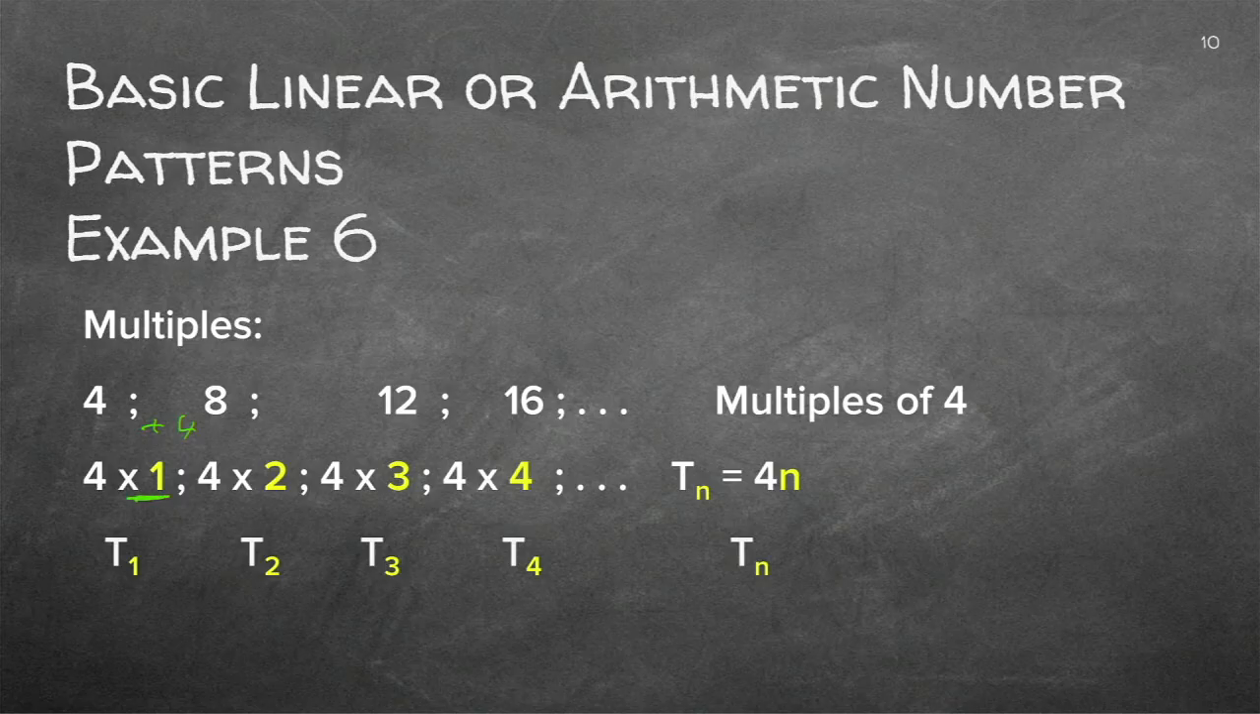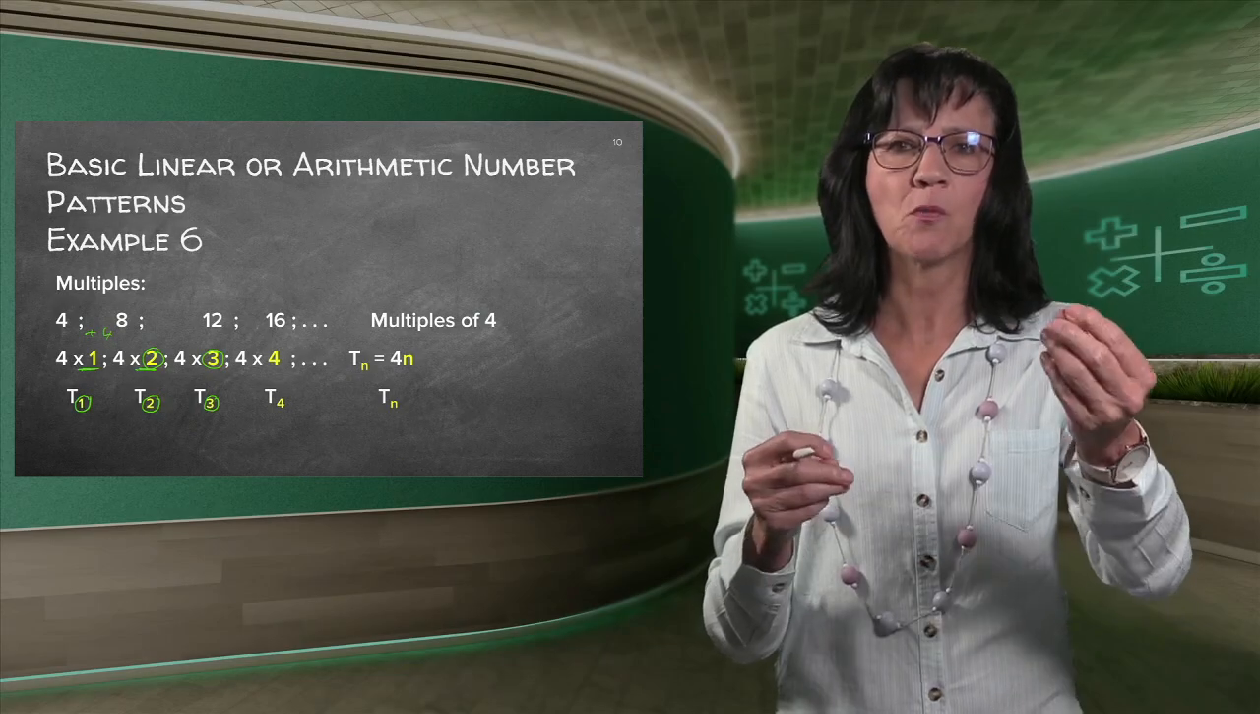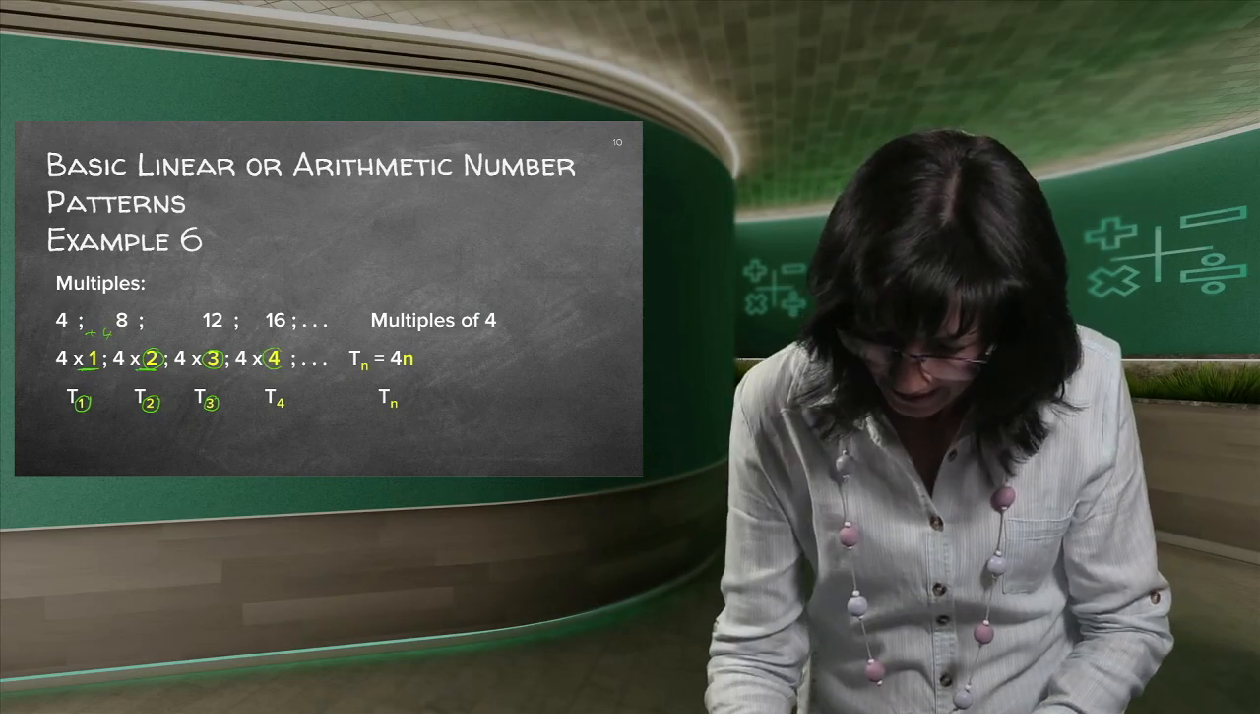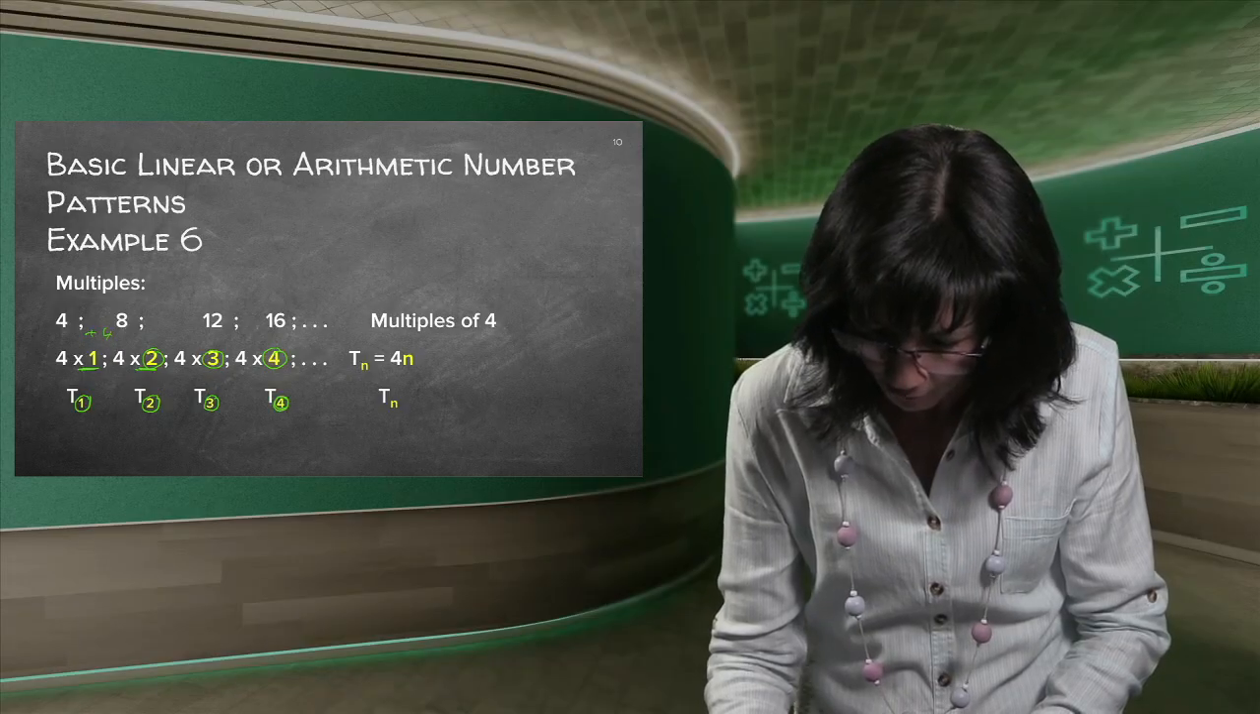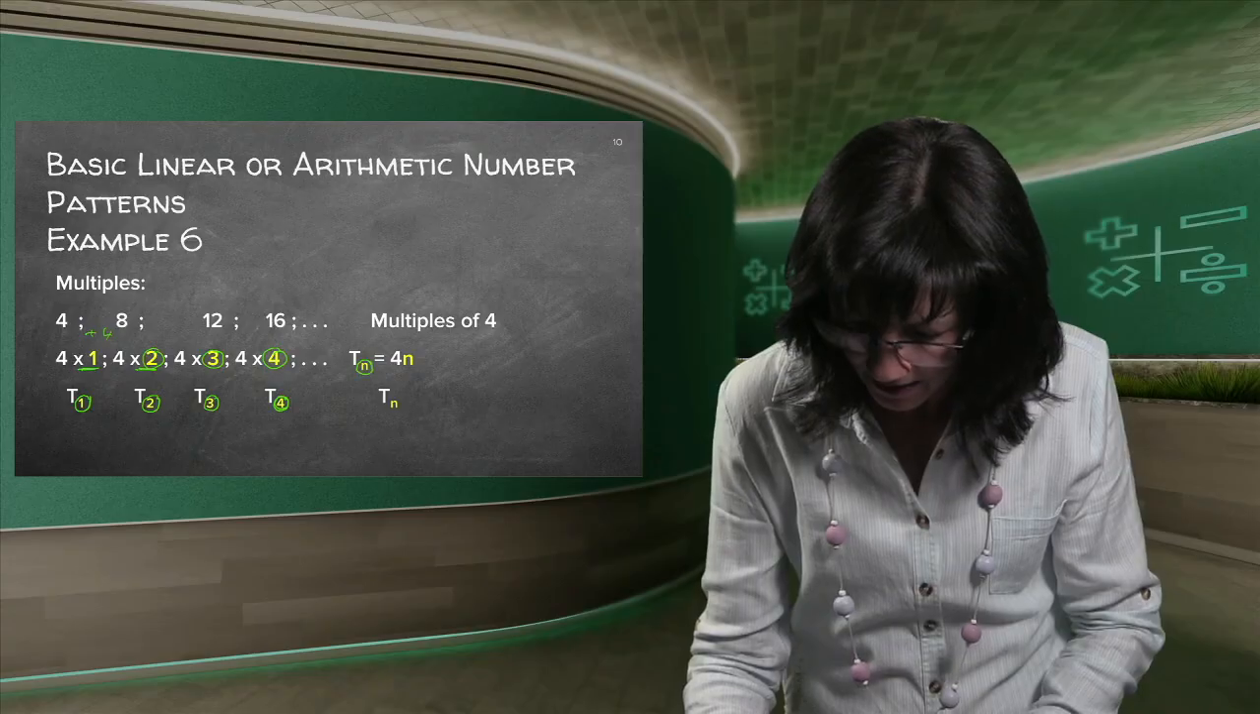We say 4 times 1, there's the 1. 4 times 2, there's the 2. 4 times 3, there's the 3. So I can see for every term, I'm saying 4 times, 4 times what? The same as the term number. If I'm on term 4, so if I'm on term n, what am I going to do?